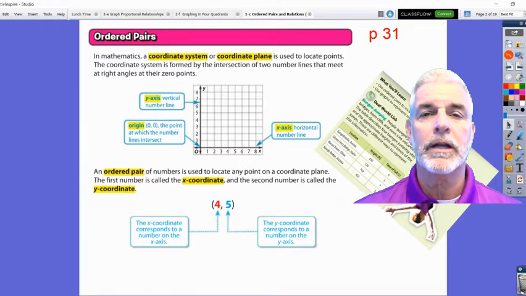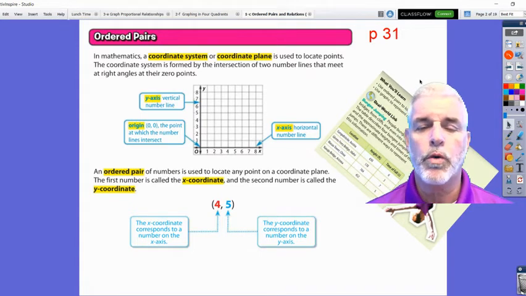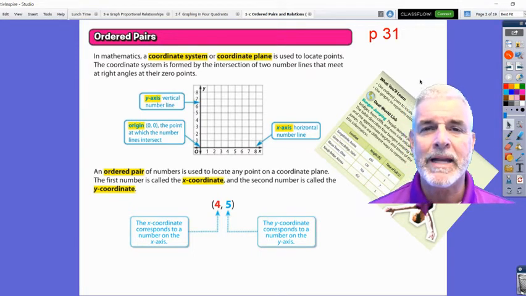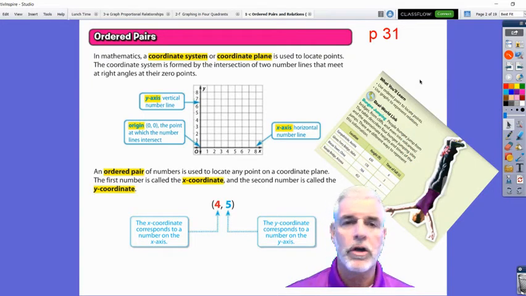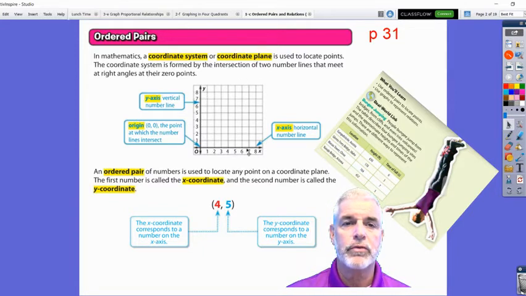You can follow along there, right? So graphing, something that you've done before. We use a coordinate system or coordinate plane to locate positions in space, on a piece of paper. It's formed by the intersection of two number lines that meet at a right angle, and their 0 points are where the two lines meet. Now, this particular graph is all positive numbers because we're in chapter 1.